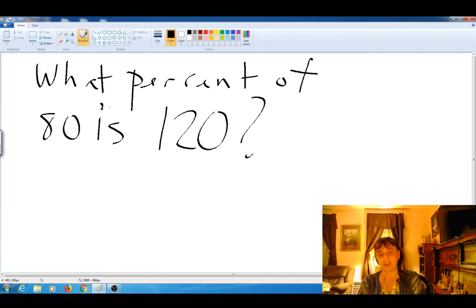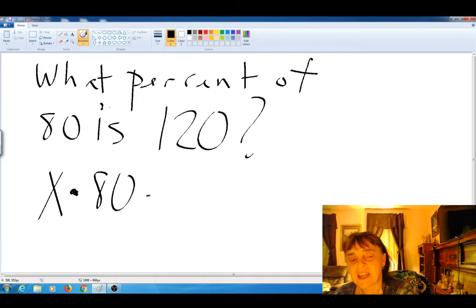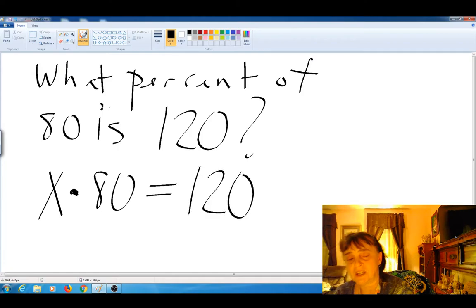Okay, 100% of 80 is 80. So what part of 80 is 120? So it's going to be more than 100%. So it asks you what part, what percent, what is X of 80? That means of means multiply, is equals 120.